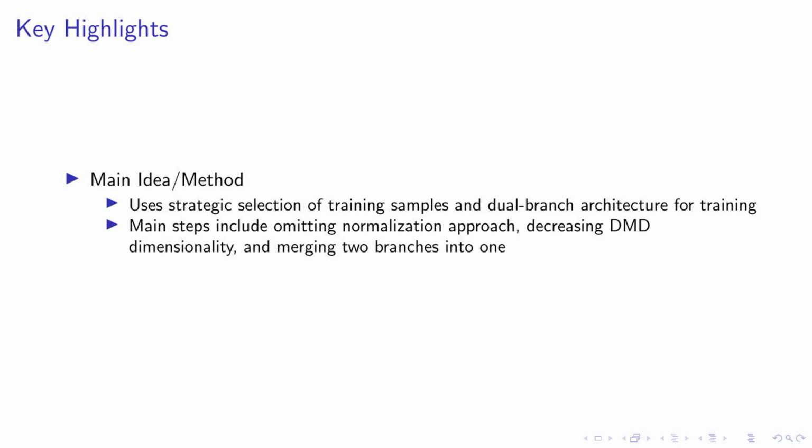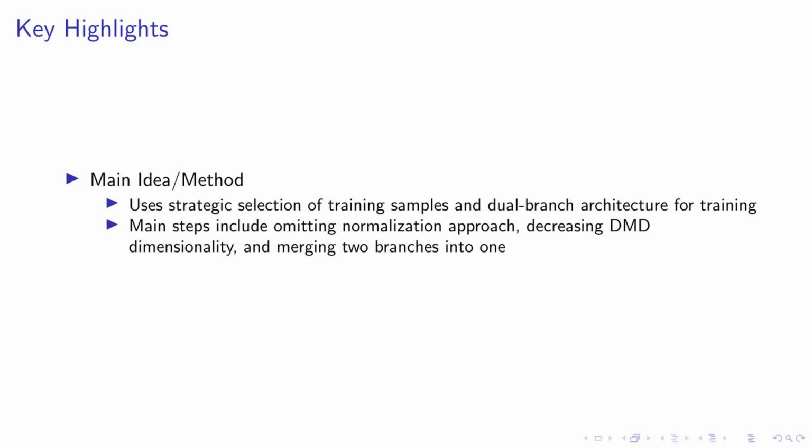Frame title: Key highlights. Main idea: Method. Our DMD utilizes a strategic selection of training samples and a dual-branch architecture for training. This dual-branch design integrates different features, enhancing the model's performance. We experimented with various modifications, such as omitting the normalization approach, decreasing DMD dimensionality, and merging two branches into one. These steps allowed us to understand the impact of each component on the overall performance.